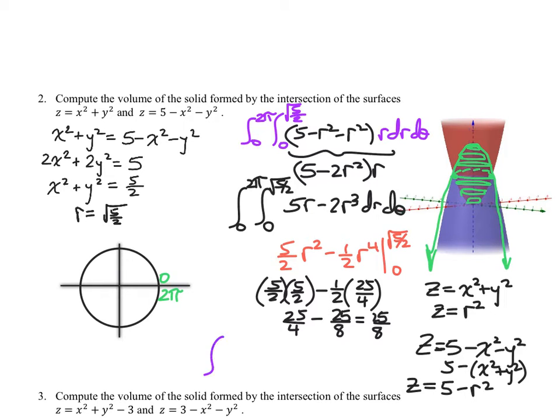So then I'm just dealing with a single integral going from 0 to 2 pi of 25 over 8 d theta. Well, that's just 25 theta over 8 on the interval of 0 to 2 pi. And so that's going to be 50 pi over 8, which would then be 25 pi over 4.